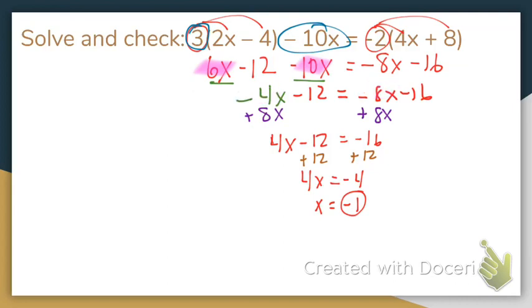So the negative 8x is the smaller one because it's farther to the left on the number line. To get rid of that negative 8x, I just add 8x on both sides. Then I get 4x minus 12 equals negative 16. I get rid of that negative 12 by adding 12 on both sides, and I get 4x equals negative 4. Divide both sides by 4. x equals negative 1. For time's sake, I'm not going to check this, but you can do this on your own. Go ahead and check that problem and see if you got the right answer.